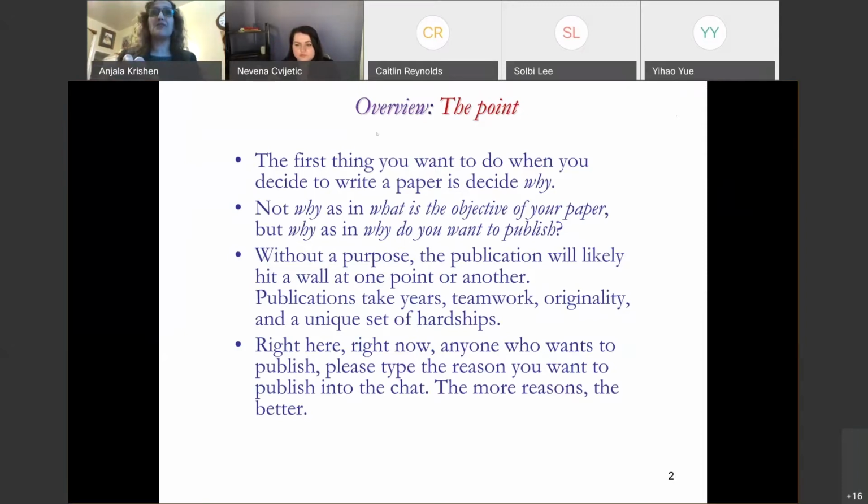Good, strong dissertation, that's a good one. I just got one so far. Help my profile in the field. Good. I got two: a strong dissertation, helping profile. Anybody else have a reason? Anybody can think of any other reasons they might want to publish a paper? What might be another reason? Come on, guys.